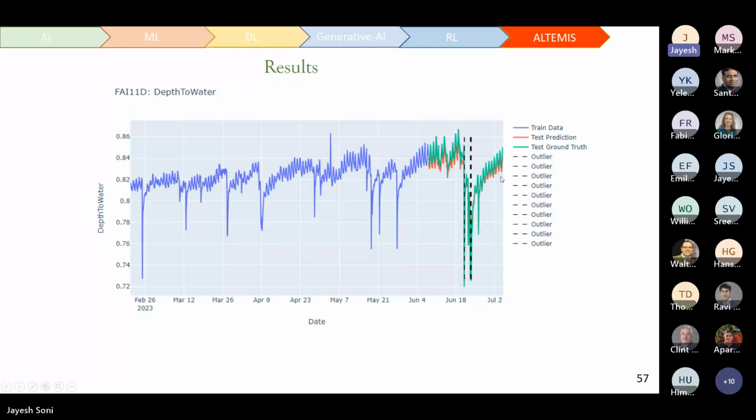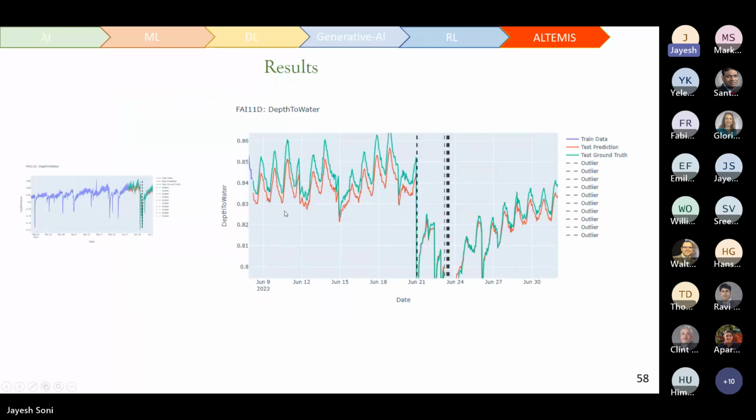But you can see there's still a difference between the actual test data, which is the green point, and the predicted test data, which is the red point. Let me zoom in. If I zoom in, you see there's a difference between the actual and the predicted. There was still a loss between the actual and the predicted value of that sensor.